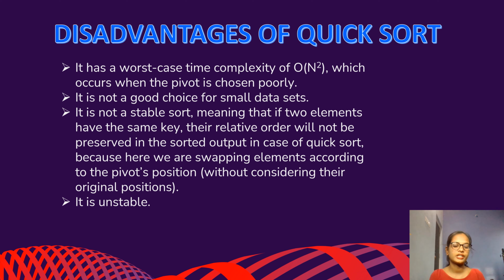Some of the disadvantages of quicksort are: it has a worst case time complexity of big O of n square, which occurs when the pivot is chosen poorly. It is not a good choice for small data sets. It is not a stable sort, meaning that if two elements have the same key, their relative order will not be preserved in the sorted output. In the case of quicksort, because we are swapping the elements according to the pivot's position without considering their original positions, it is unstable.